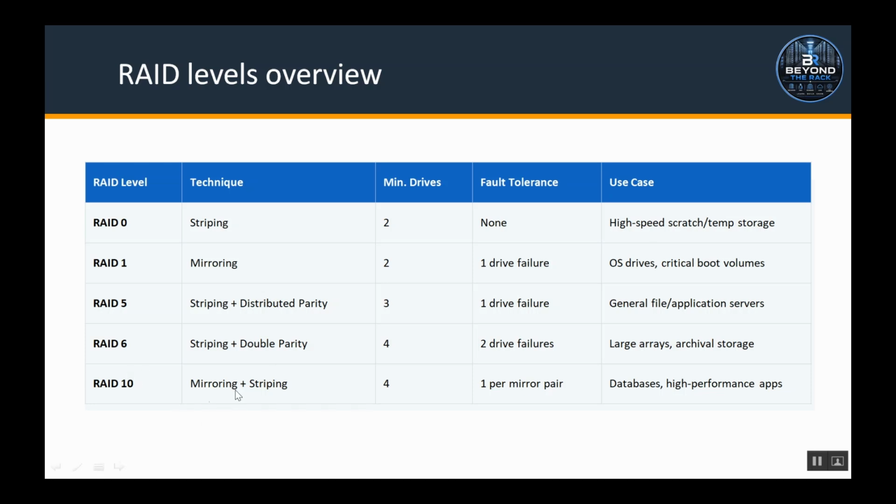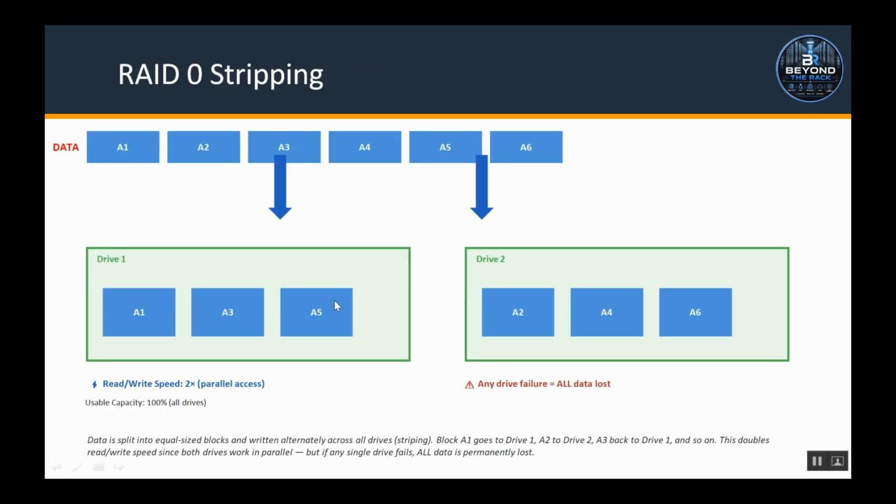RAID 10: mirroring plus striping. You need at least 4 disk drives. Fault tolerance: 1 per mirror pair. Use cases: databases and high performance applications. Let's see what is RAID 0 striping.